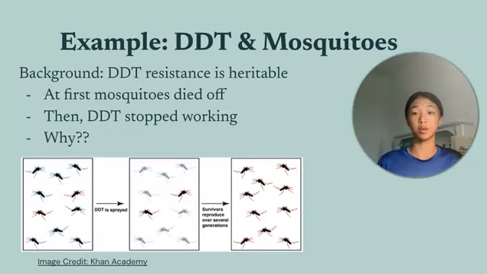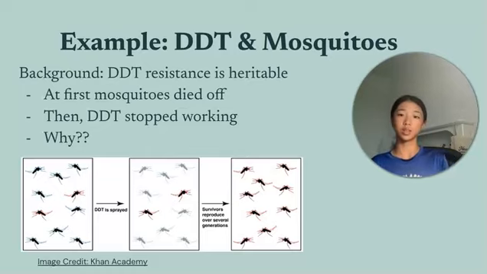A famous example of natural selection is DDT and mosquitoes. In the 1960s, people wanted to get rid of mosquitoes, which were causing malaria in people. And malaria killed off a lot of people. So naturally, they wanted to kill off the mosquitoes. At first, when the mosquitoes were sprayed with DDT, they died off. But then, they didn't. Why? Well, the answer lies in natural selection.